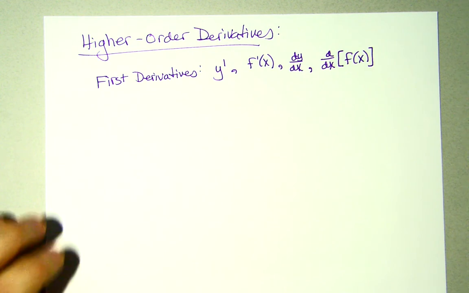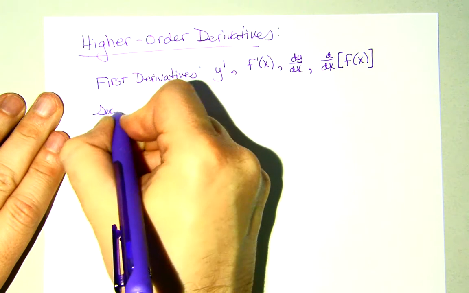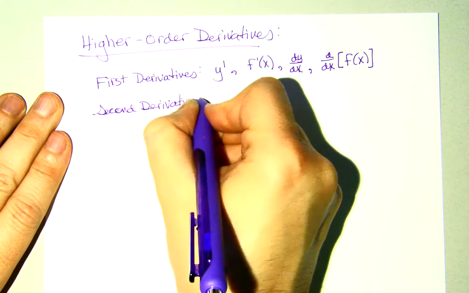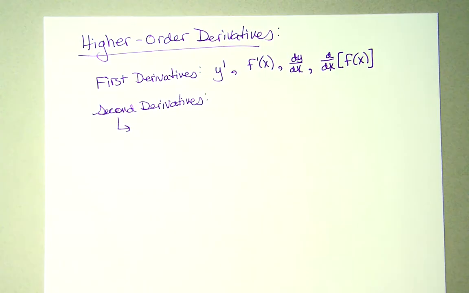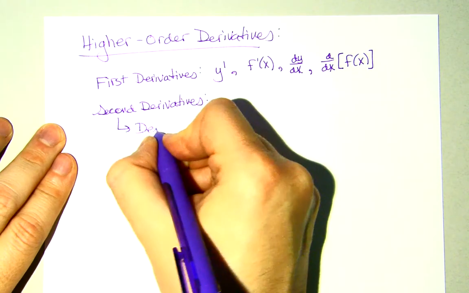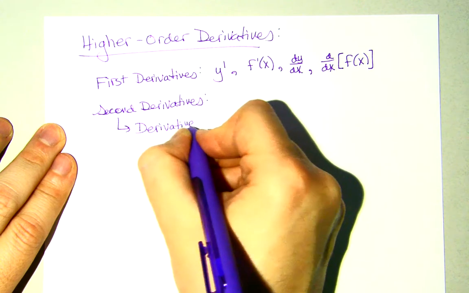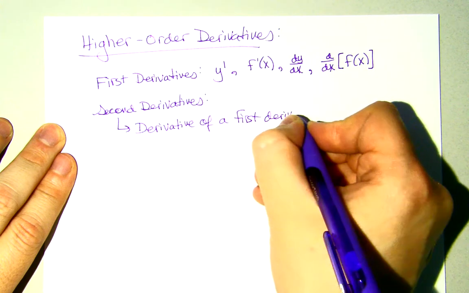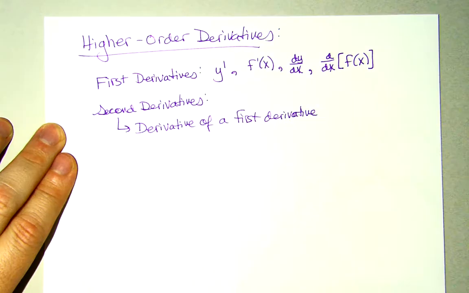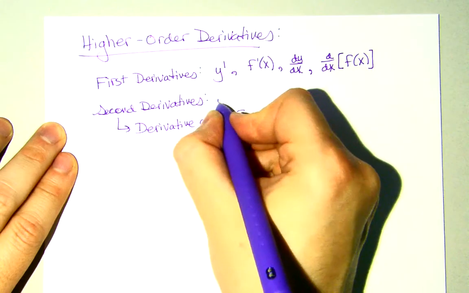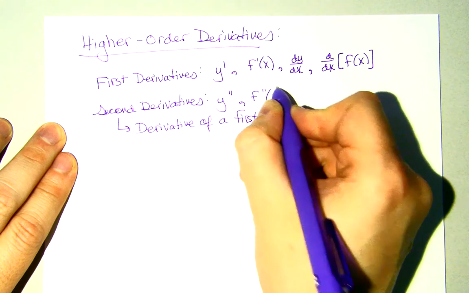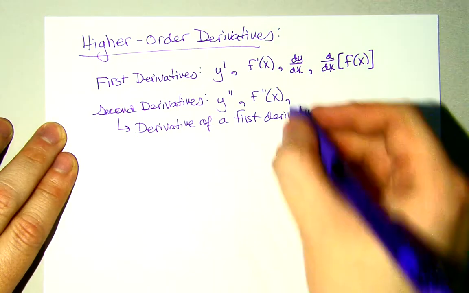But there are other types of derivatives. For example, there are second derivatives. A second derivative is really just the derivative of a first derivative. And I can show this by doing y double prime. That means the second derivative. F double prime of x. This one gets a little weird.